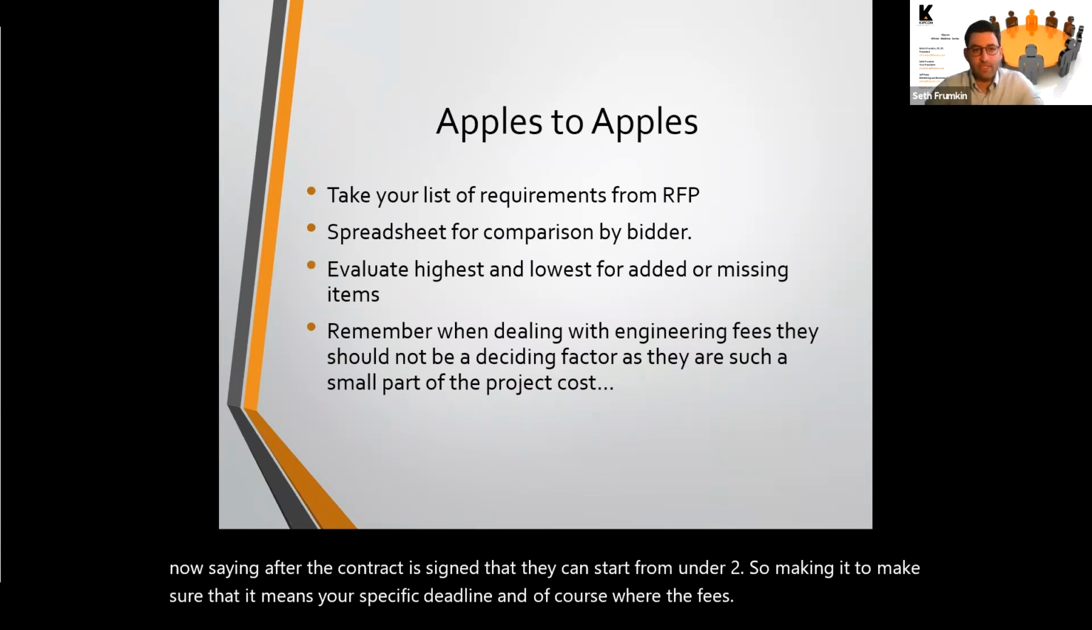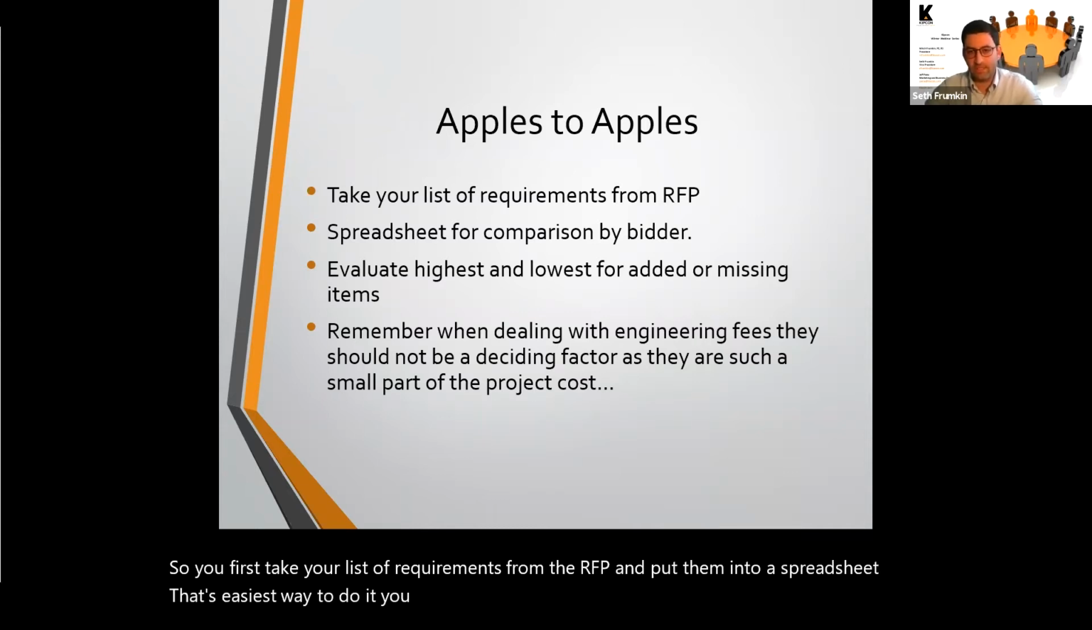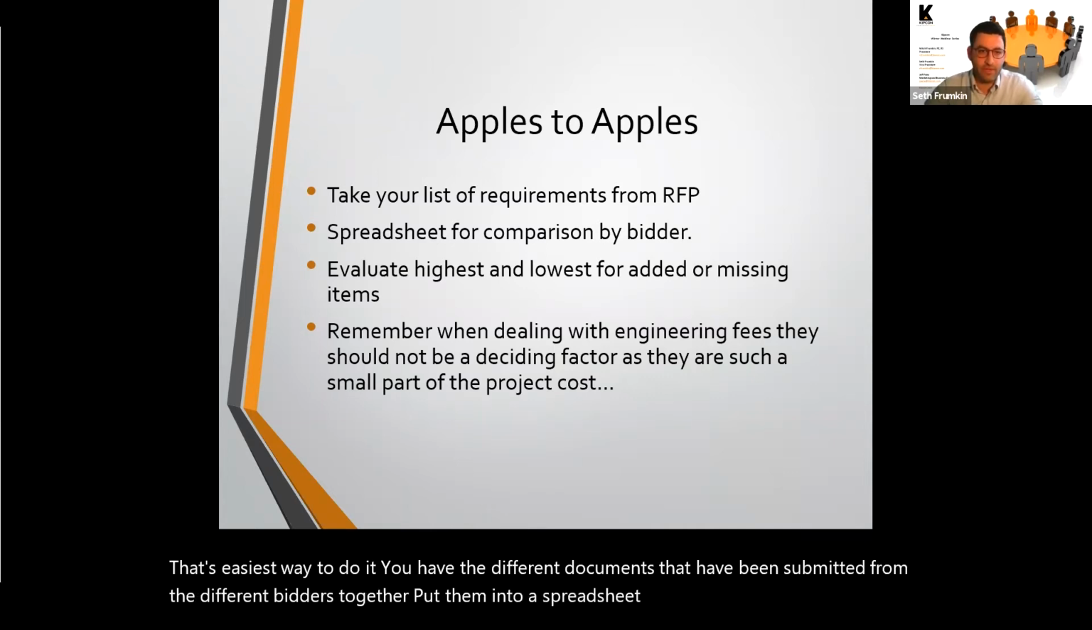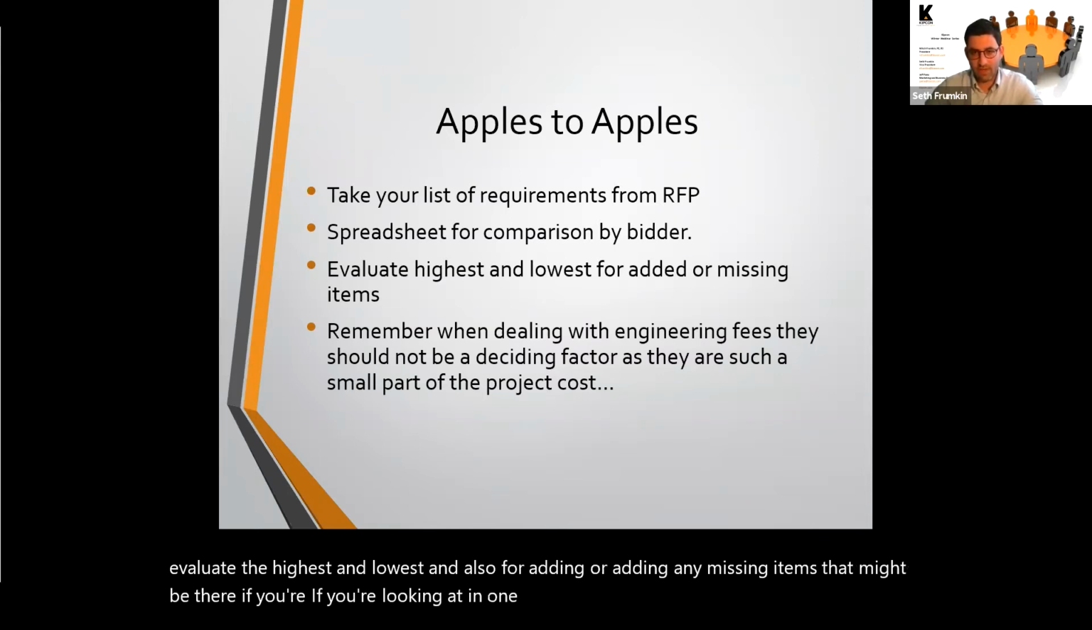So you first take your list of requirements from the RFP and put them into a spreadsheet. That's the easiest way to do it. You take the different documents that have been submitted from the different bidders and put them into a spreadsheet line by line. That way you can evaluate the highest and lowest, and also add any missing items that might be there. If you're looking at it in one document across the spreadsheet, you'll see if there are any blanks from any of the bidders.